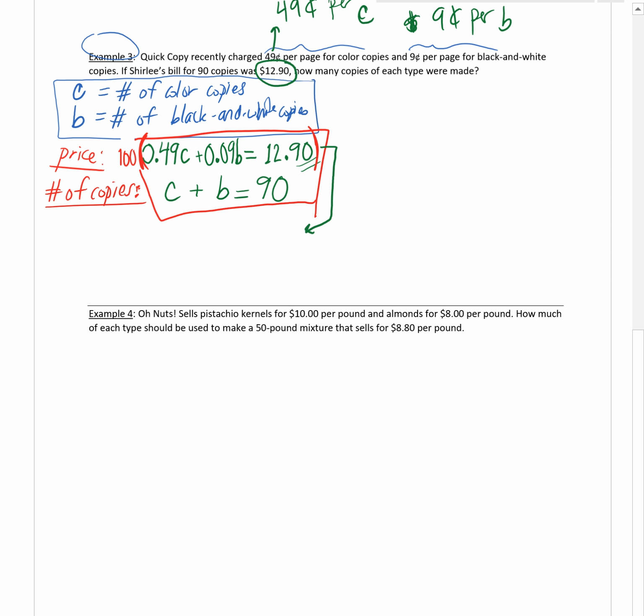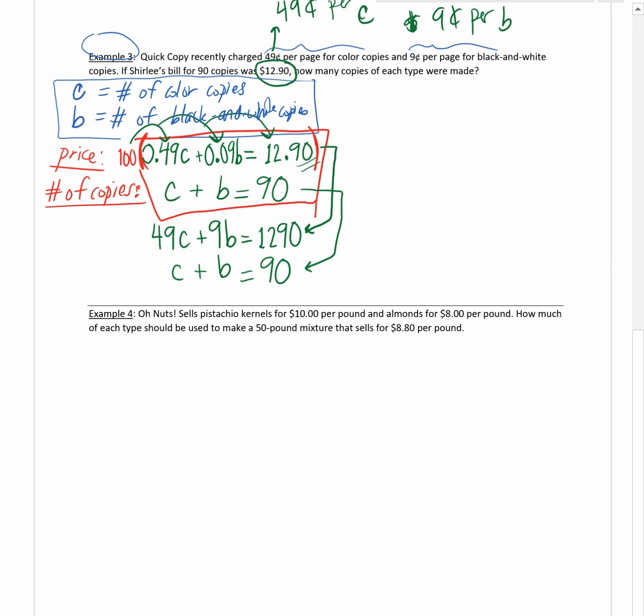Let me see, what would that become? Well, 100 times 0.49C would be 49C, because you're moving the decimal to the right twice. And then 100 times 0.09B, if I move the decimal to the right twice, it just becomes 9B. And then 100 times 12.90, that would move the decimal twice to the right. It would become 1,290. And the bottom equation, I don't really want to do anything with it yet because it doesn't have decimals or fractions.